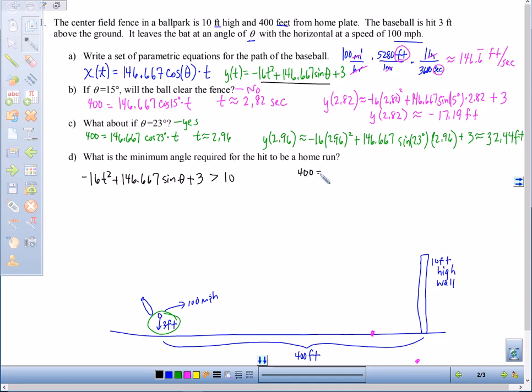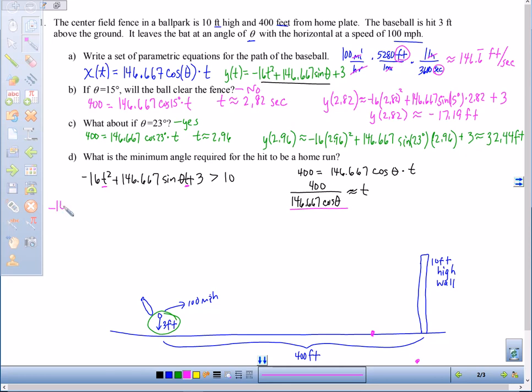So we have 400 equals 146.667 cosine of theta, which we don't know, times t. And we're going to solve for t. And when we do, we get 400 divided by 146.667 cosine of theta is t. So where t is, whoops, there should be a t right there in our equation. Where t is here and here, we would have to plug in this guy. So right here where t is, and right here where t is.